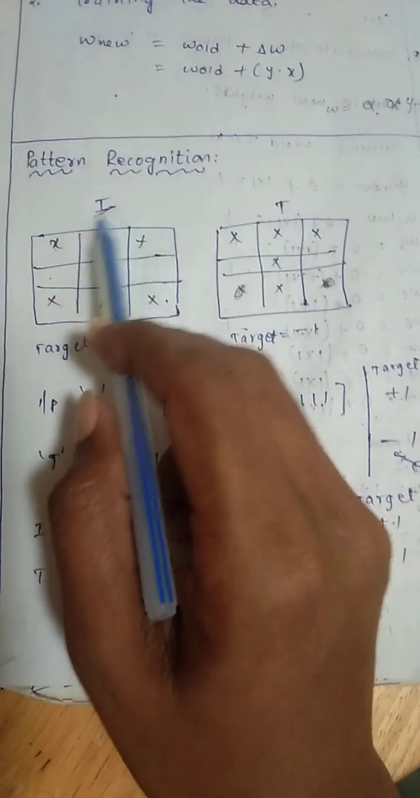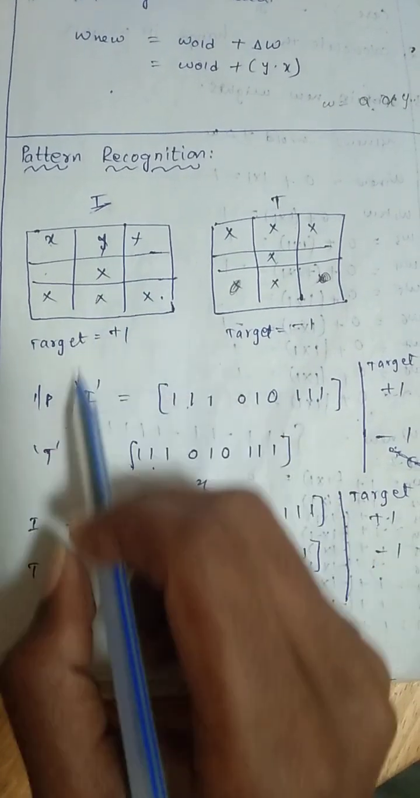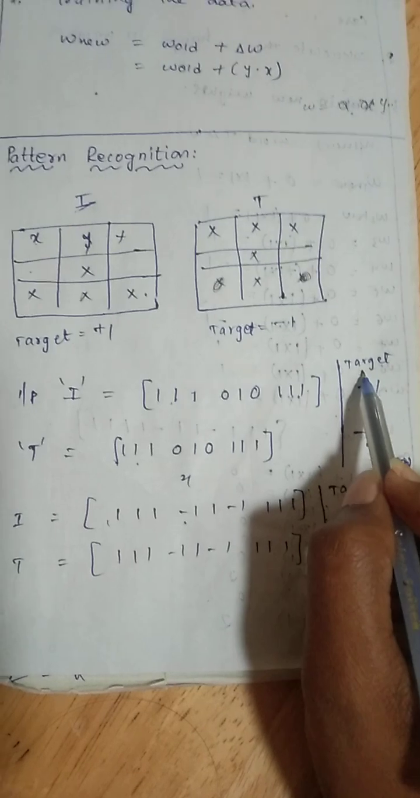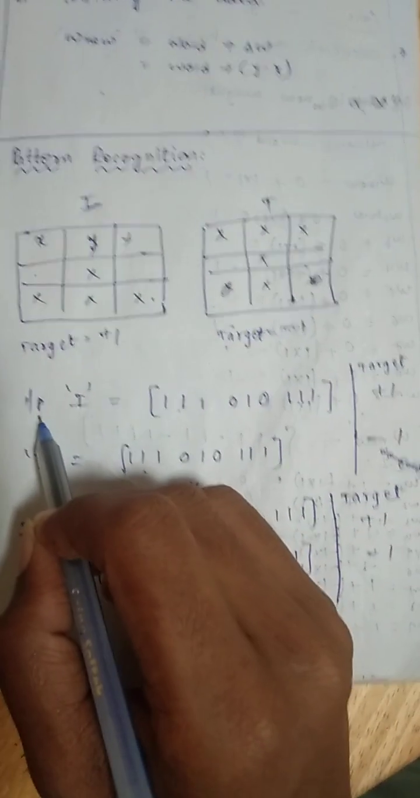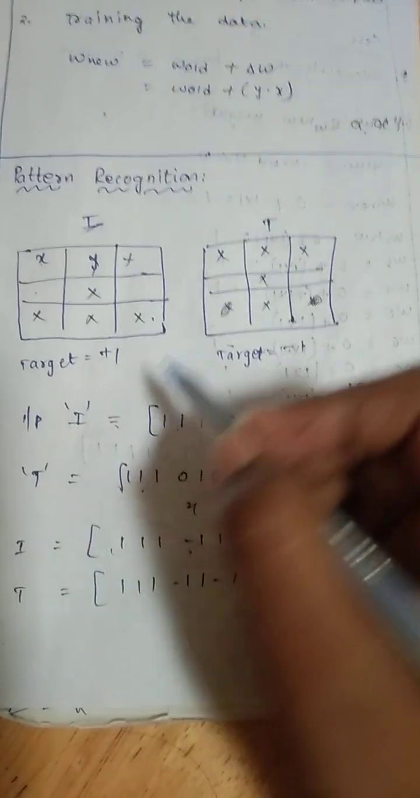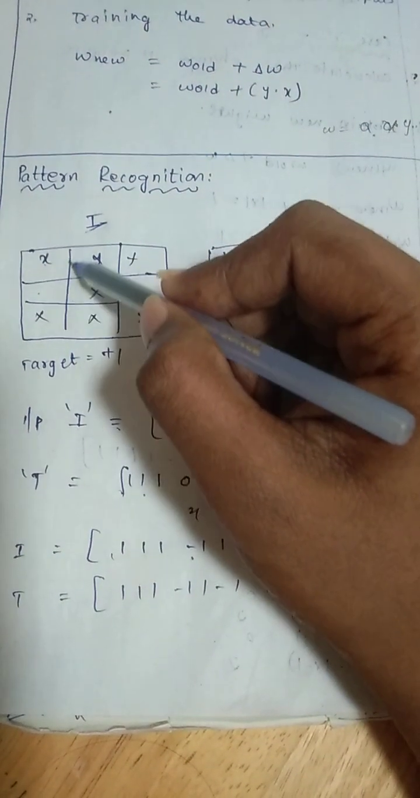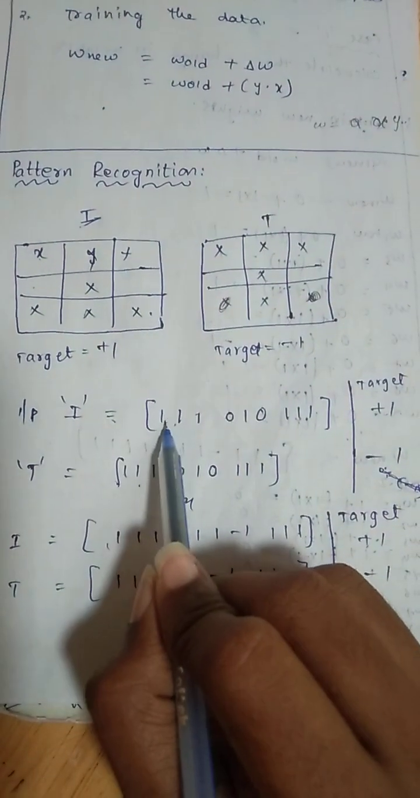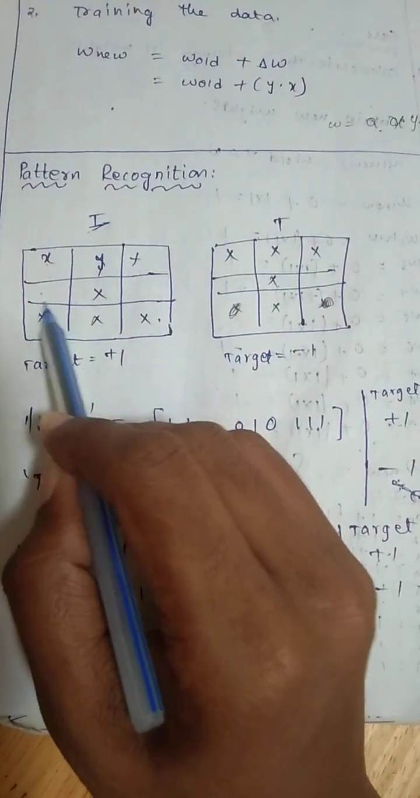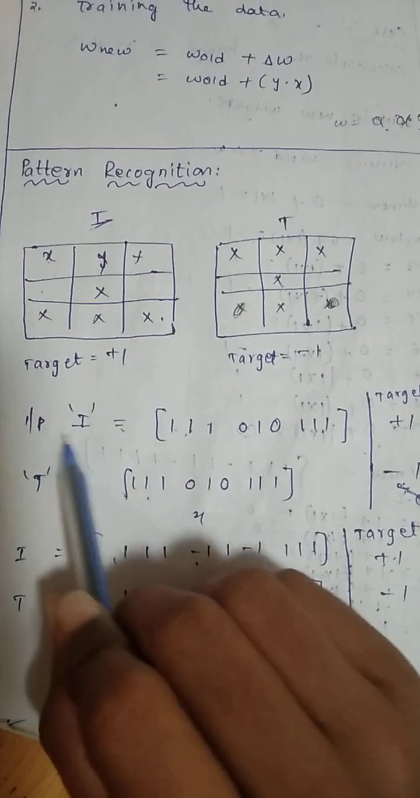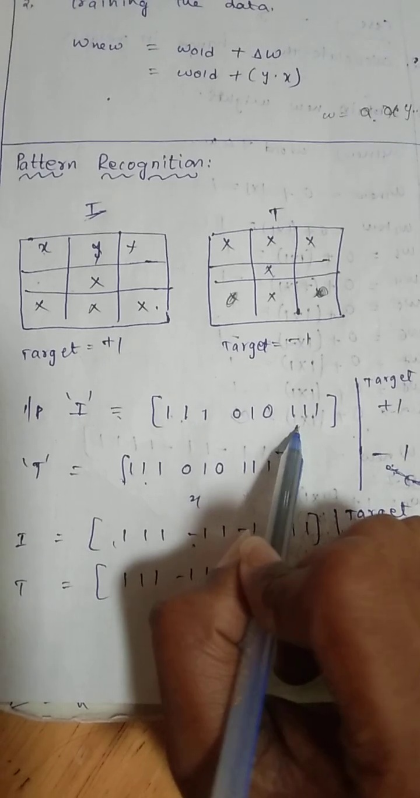This matrix we consider as the input matrix, and the target we consider as the output matrix. Now the input I is written like this. If a value exists in a place, then we consider it as 1. If the place is empty, then we consider it as 0. Let's see how to write this matrix.